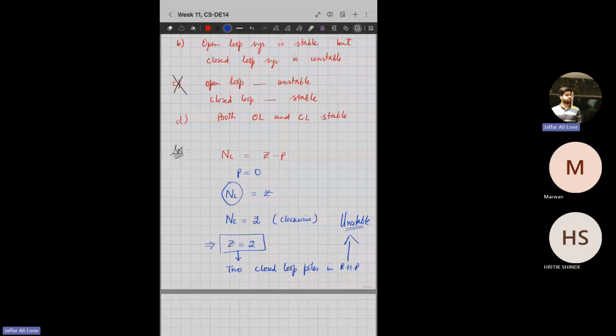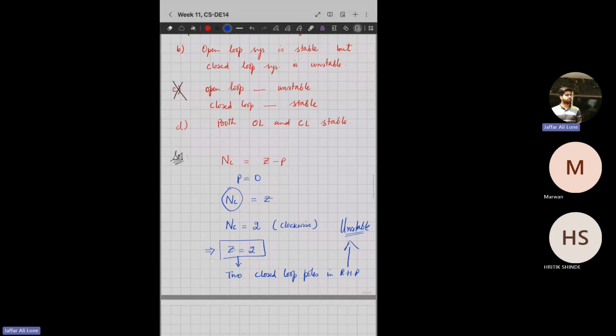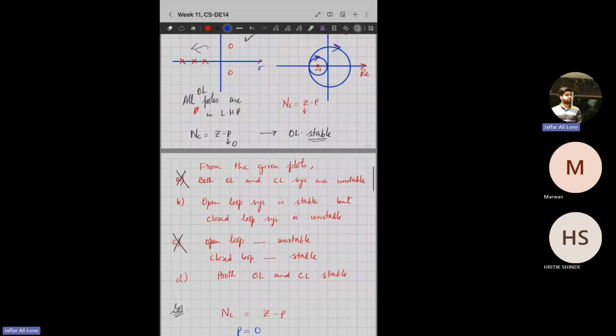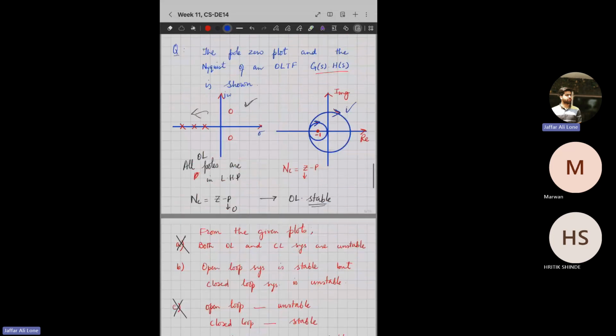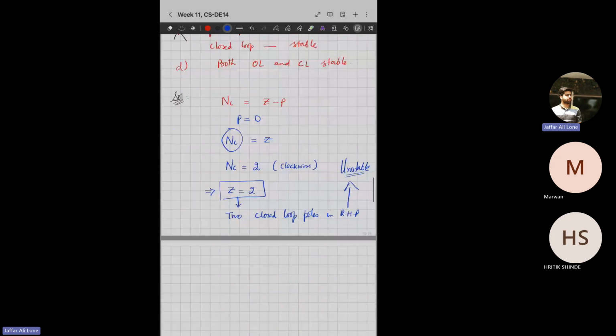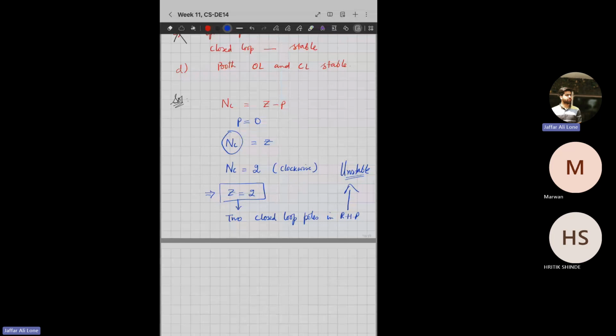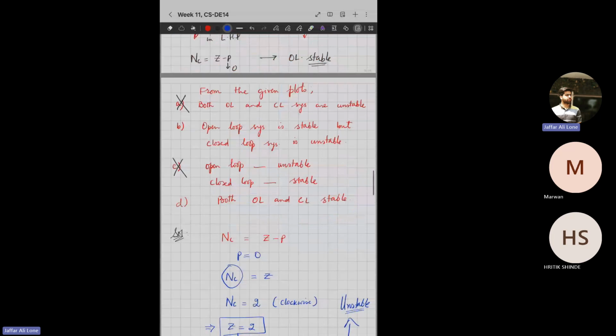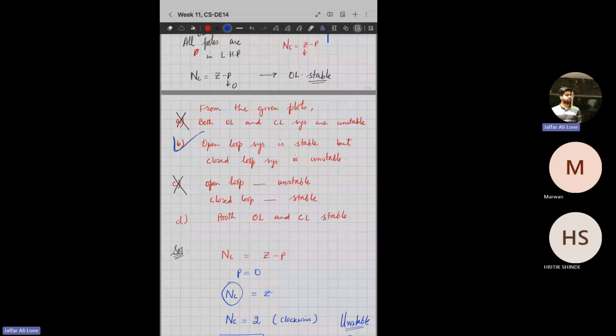We basically found the number of closed loop poles that are in the RHP. That is given by Z, which is given by NC, and NC we found out from the Nyquist plot. Z came out to be 2. It means there are two poles in the RHP, so your system is unstable. Which option is correct? This option is correct: the open loop system is stable, but the closed loop system is unstable. Okay, is this clear?